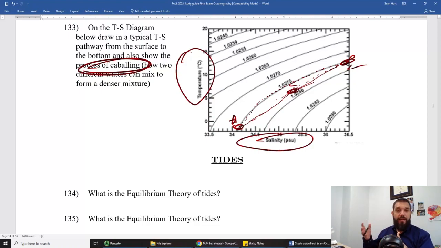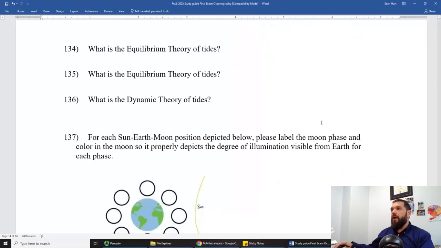Okay, so it's just something to keep in mind about how you can generate, for example, these downwelling or upwelling currents, thermohaline currents, by the mixing of two waters. Okay, that's kind of the main point there. All right, going on to tides.